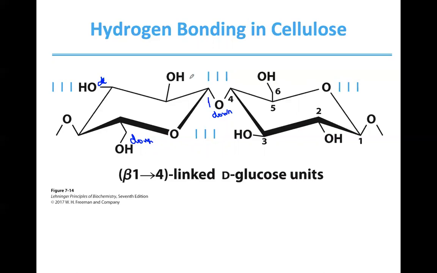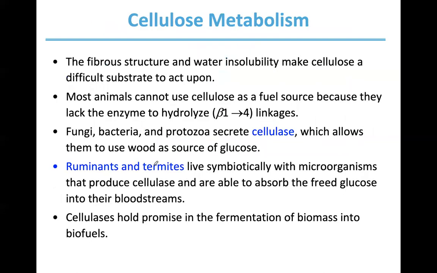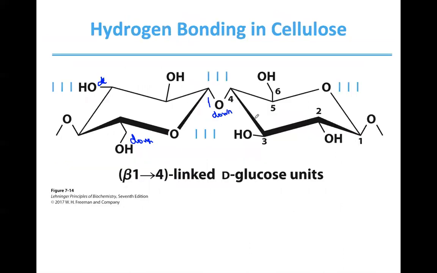And there's a lot of possibility in this kind of structure. It's linear, a lot of possibility for hydrogen bonding. Lots of hydrogen bonding, not only within the same chain, but also between different chains. And so fibrous structure, water insolubility, so very difficult substrate, very hard to break down, right? Most animals cannot use cellulose as a fuel source because they lack the enzyme to hydrolyze beta 1 to 4 glycosidic linkages.